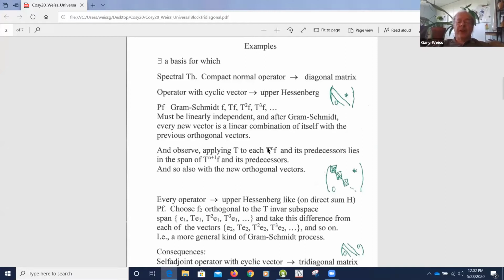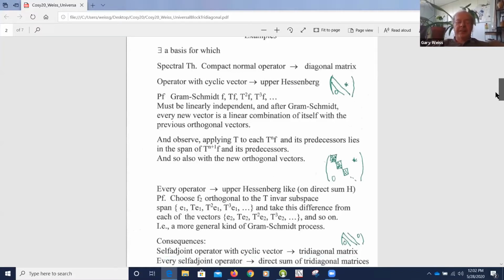And if you don't have a cyclic vector, you can still take direct sums, and you get this direct sum of upper Hessenbergs and stuff on top and zero on the bottom. So it's block upper triangular with Hessenbergs down the diagonal. So that's kind of interesting. There's a little proof. It's not the main idea.